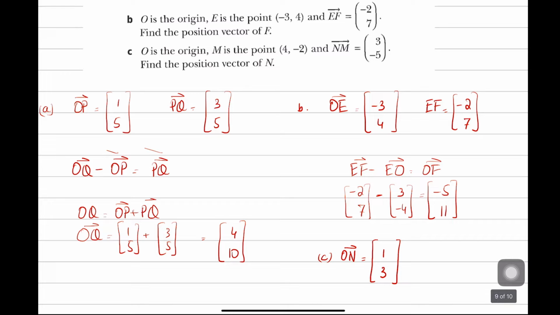NM plus MO, but that will give you NO, and then you would have to change the sign. Let's try something else. OM plus MN, but then again you would have to change the sign. So it doesn't matter how you do it, the answer will be the same. But just be careful. Whatever it is that you're doing, just be conscious of it.